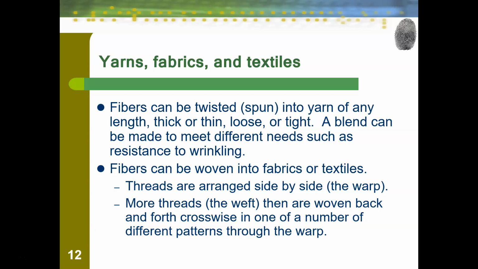Then fibers can be woven into fabrics or textiles, where the threads are arranged side by side, which we call the warp, and then more threads, the weft, are then woven back and forth crosswise, and this is how we can create our different patterns. Now, obviously, if we find just a small piece of fiber, we're not going to be able to tell about the spin, but sometimes we do find big chunks of fabric, especially if some sort of violence occurred, and this is going to allow us to get a better look at how that fiber was created and might help us get some more unique characteristics.